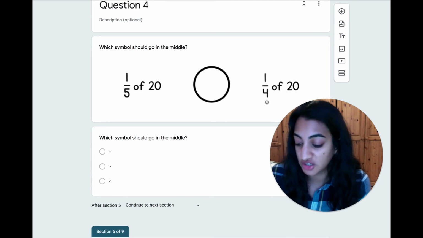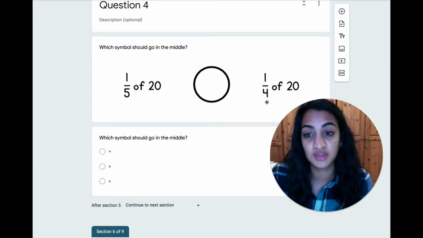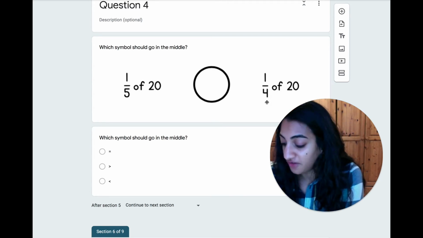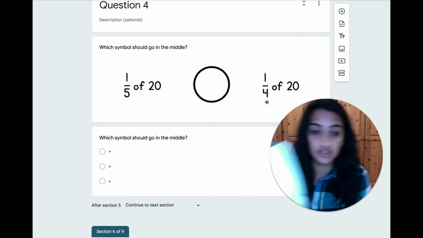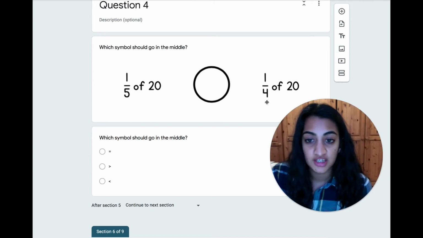Well, the first thing I do is I look at the denominator of the fraction, which tells me how many equal parts I'm going to be dividing my whole into. The denominator is 5, so I need to draw 5 equal parts. So I'm going to do 5 circles just like we did in class. There we go. Then I need to divide up the whole, which is 20, among those 5 parts.